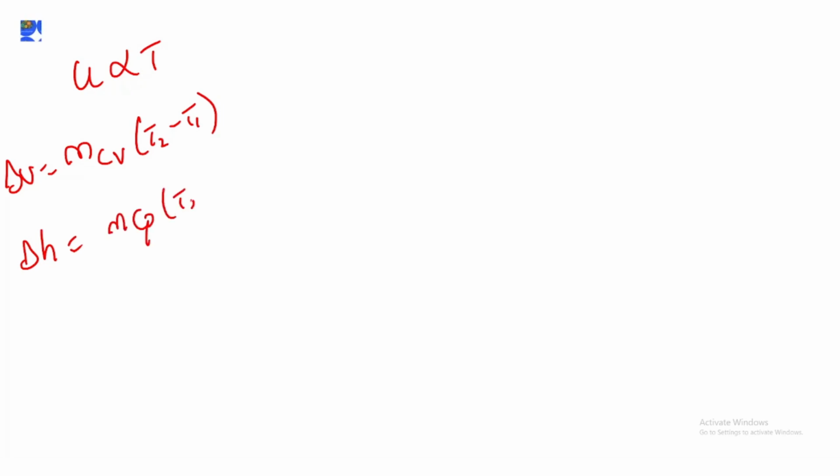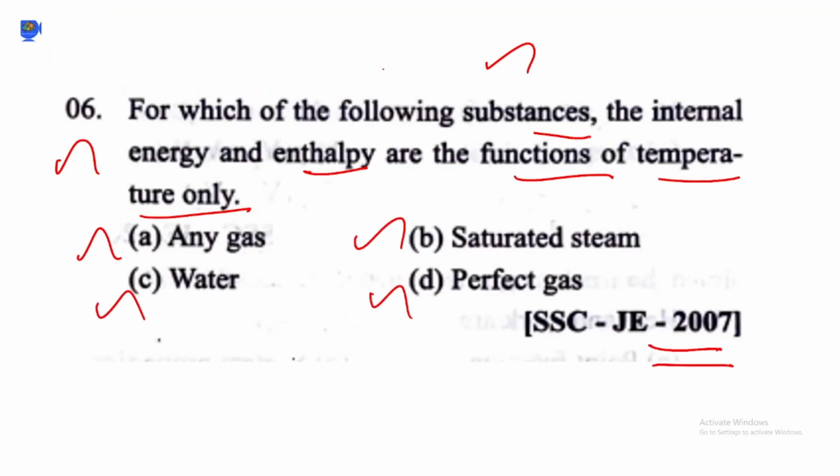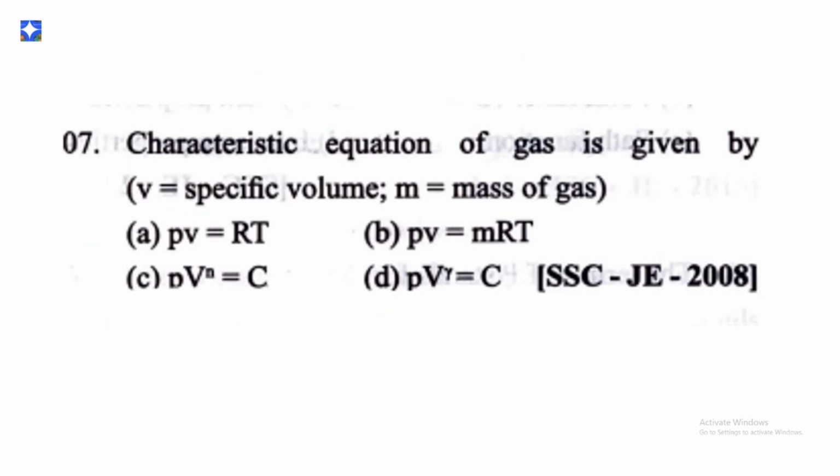We can prove that internal energy is a function of temperature alone. Just now in the previous case, we have seen the change in internal energy as mCv (T2 minus T1) for any process, and similarly the change in enthalpy as mCp (T2 minus T1) for any process. So I can say that enthalpy is also a function of temperature. These conditions are valid only if it is a perfect gas, which should obey the perfect gas law. That is the only condition. So I can say that perfect gas is the correct answer. We'll move on to the next question.